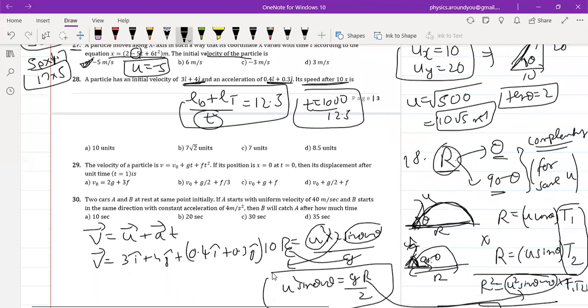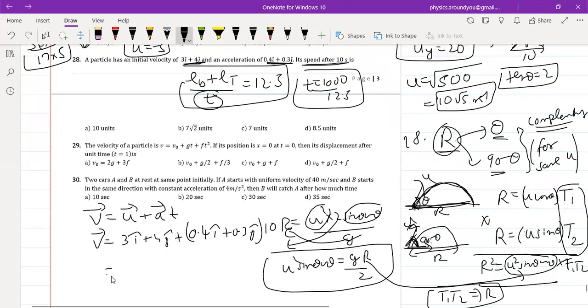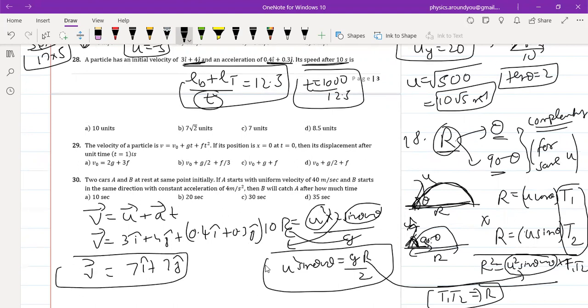So let me put all the i's and the j's together. 3i, now 0.4 into 10 is 4. So 3i plus 4i is 7i. And 0.3 into 10 is 3. So 4j plus 3j is 7j. So this is the final velocity vector, which is 7 in the horizontal and 7 in the vertical. But they're asking speed, which means the hypotenuse magnitude, which would be around 7 root 2 units. So that would be option B. 28 goes with B.